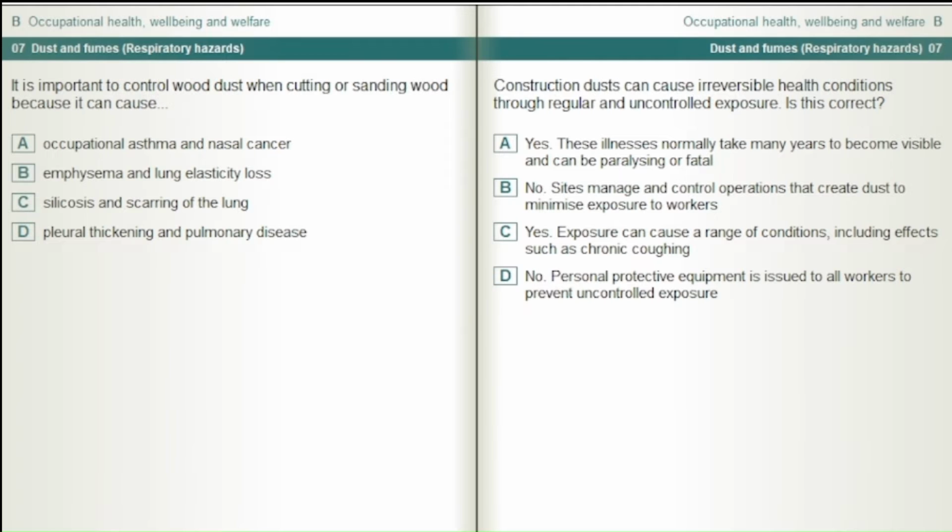Construction dusts can cause irreversible health conditions through regular and uncontrolled exposure. Is this correct? Yes, these illnesses normally take many years to become visible and can be paralysing or fatal. No, sites manage and control operations that create dust to minimise exposure to workers. Yes, exposure can cause a range of conditions, including effects such as chronic coughing. No, personal protective equipment is issued to all workers to prevent uncontrolled exposure.